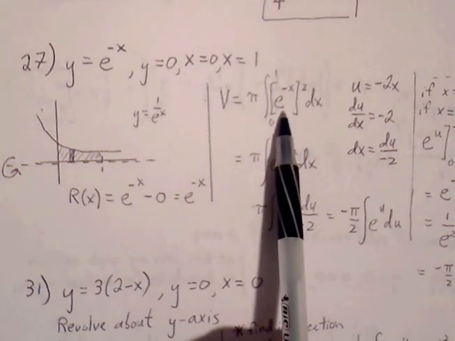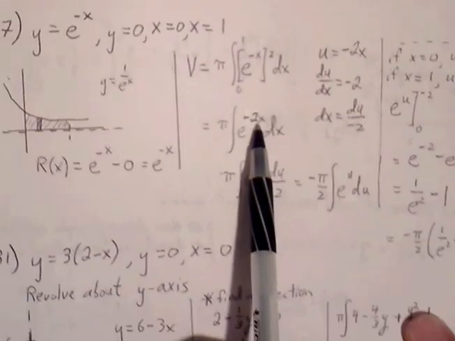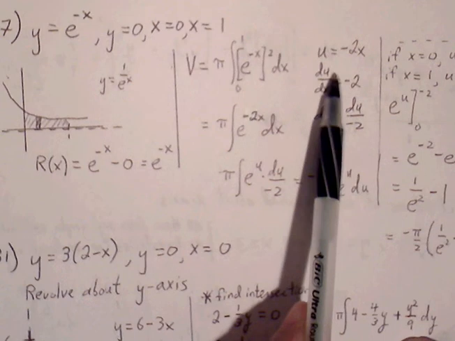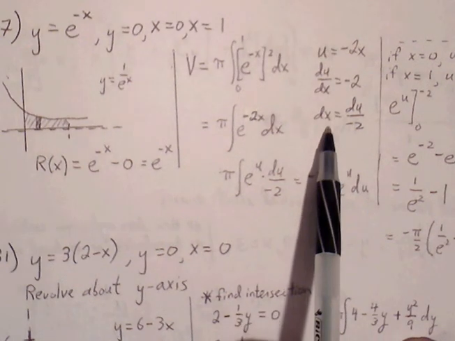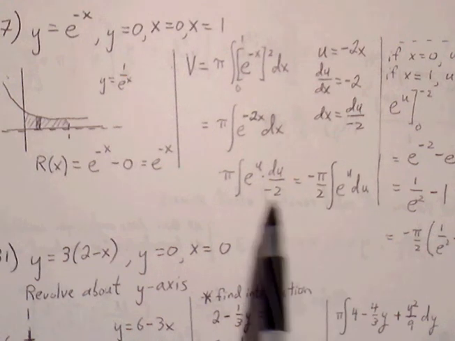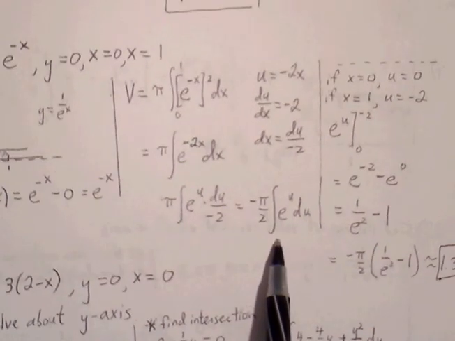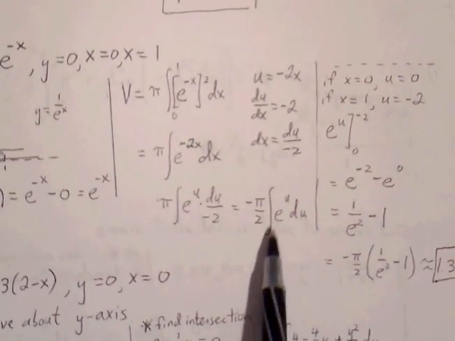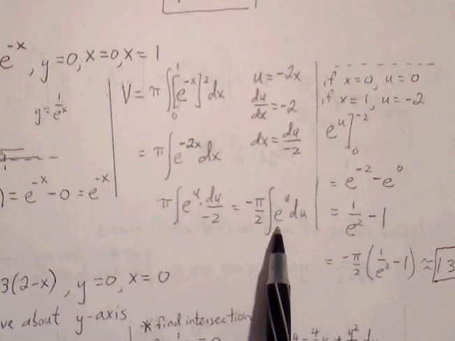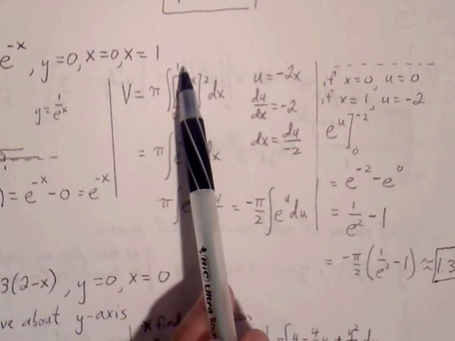So bring this up back to the top, e to the negative x squared, which is e to the negative 2x. If we go through u substitution, u is negative 2x, derivative is negative 2, dx is du over negative 2. This negative 2 is going to be a coefficient that we can pull out, so negative pi over 2 e to the u. And because we're going through u substitution and we are plugging in upper and lower bounds, we have to make sure we convert our x values to be in terms of u.